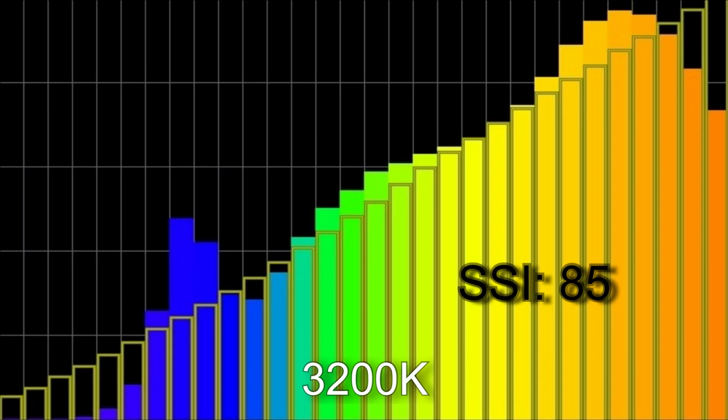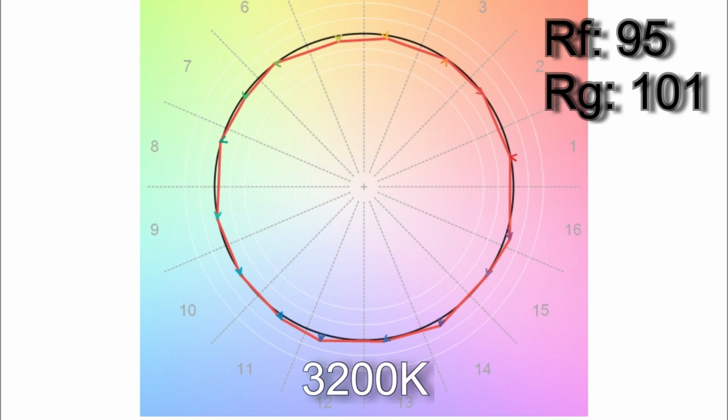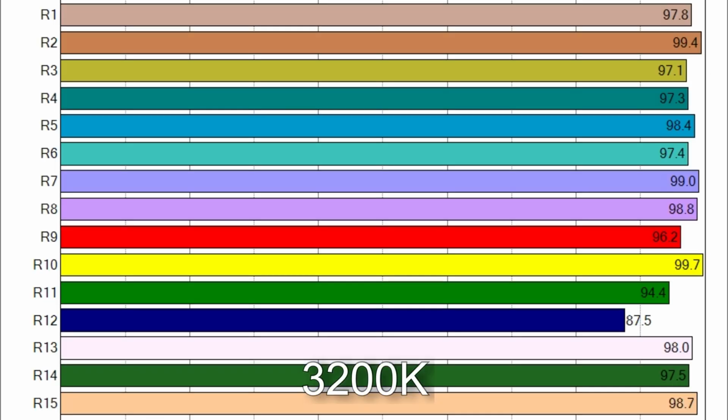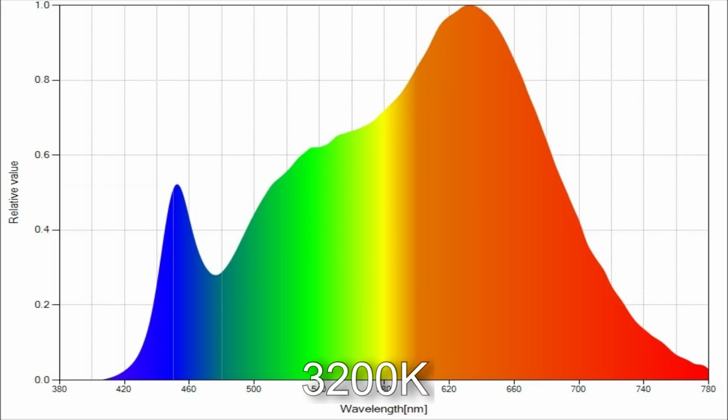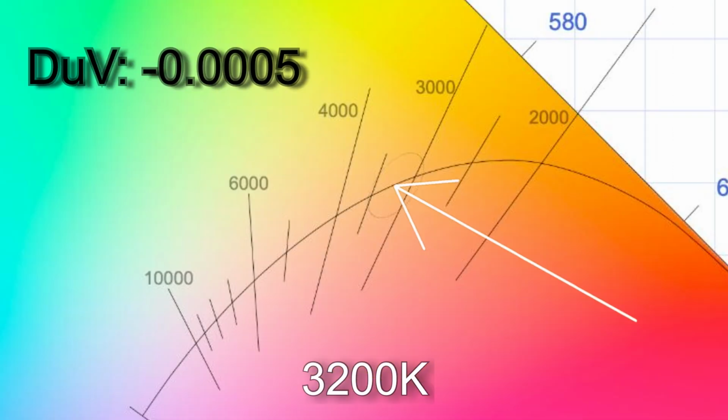When I dialed in 3,200 Kelvin, I got 3,205 with an SSI score of 85. The TM30 color vector results were 95% average color accuracy with an average 101% color saturation. Here are the CRI scores, and only R12 is below 90. Here is the spectrum distribution. And the white point came in with a delta UV of minus 0.0005, which is very accurate.